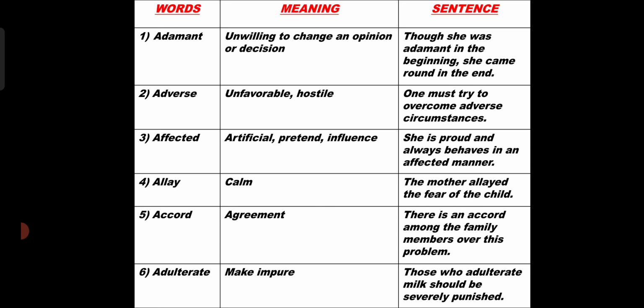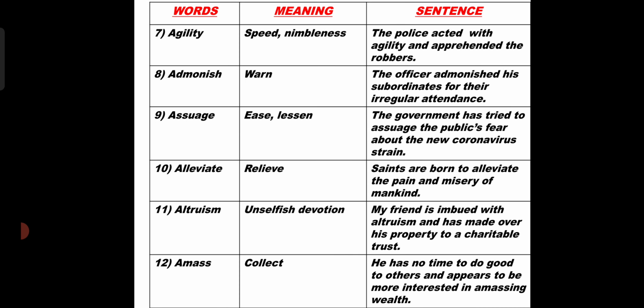Next word, adulterate. Adulterate, meaning make impure. Example: those who adulterate milk should be severely punished. That means those who make impure milk should be severely punished. Clear?